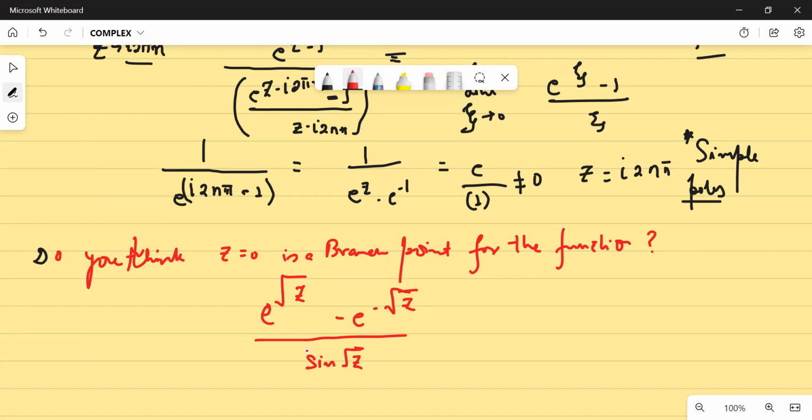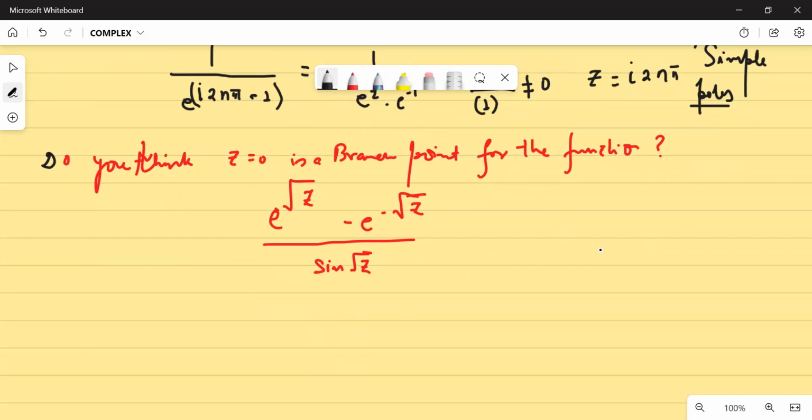Anybody has any answers to it? Do you think that z equal to 0 is a branch point here? Seems not, right? So yesterday we were doing on the very same lines. I'll go ahead with that.